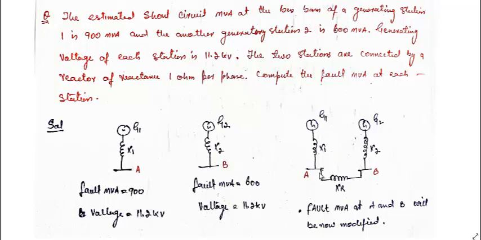Now different impedance will be seen at point A and different impedance will be seen at point B. So we need to calculate these impedances and then calculate the fault MVA accordingly. The voltage is 11.2 kV at both stations, and the fault MVA is 900 and 600. The fault MVA at A and B will be modified because, as I told you, the ZTH of A with respect to ground was first X1, and the ZTH of B and N was X2, without connecting the reactor.